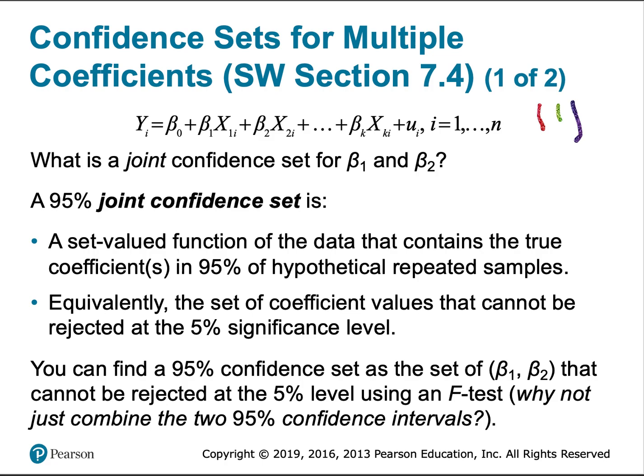In this video we are going to discuss confidence sets for multiple coefficients estimated using ordinary least squares for a multiple regression model. Let's say that we have equation 1. We are estimating a regression of y_i on beta naught plus beta 1 times x1i plus beta 2 times x2i all the way through beta k times xki plus u_i for observations i equals 1 through n.